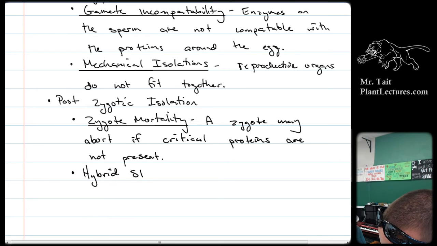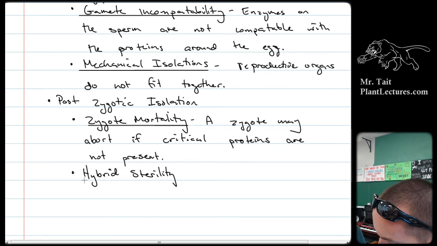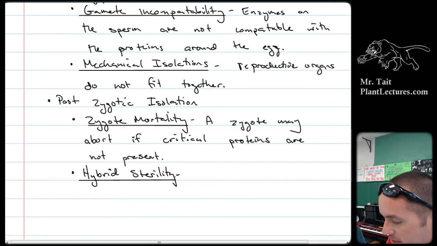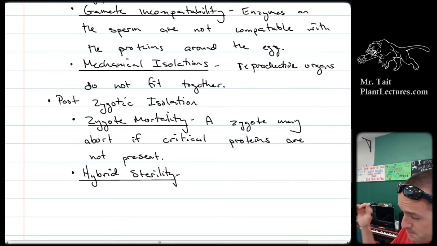Hybrid sterility. Okay, so if two different species are able to have an offspring that's not considered its own separate species, it is called a hybrid, right? So a mule is a hybrid of a donkey and a horse, right? A liger is a hybrid of a lion and a tiger, right? But ligers and mules are not species. They're not their own species. And the reason for that is that they have hybrid sterility.